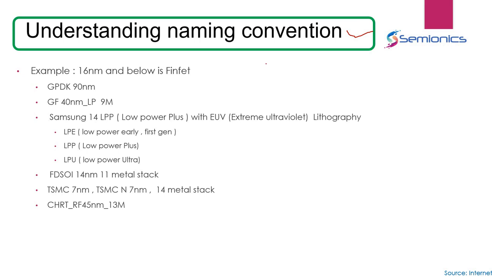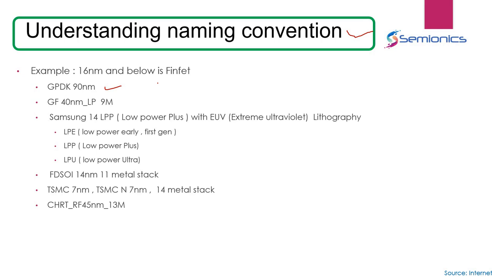For example, all in all, if you see, up to 20 nanometer it is planar, and from 16 nanometer onwards, it's a FinFET process. Say, for example, if you have come across a 90 nanometer PDK, you would see on the file that it is GPDK 90 nanometer. What it tries to convey is it's a generic PDK with a 90 nanometer gate length. This is a very simple way of defining a PDK.